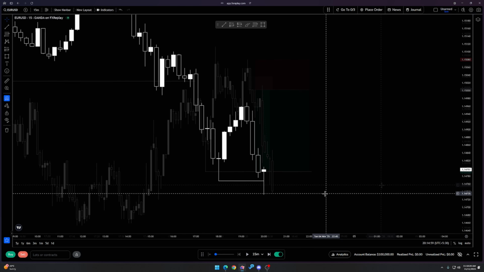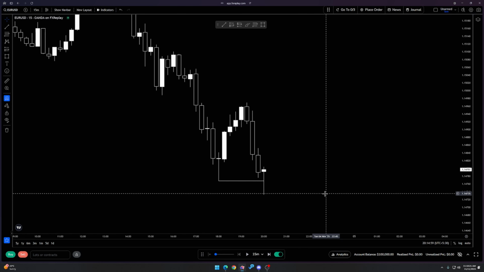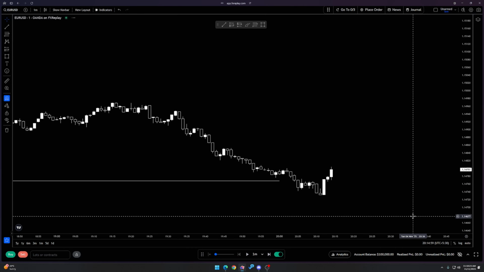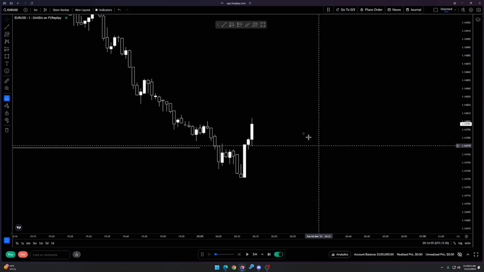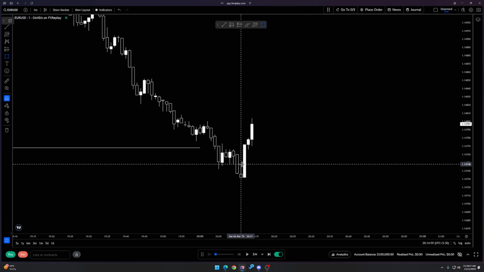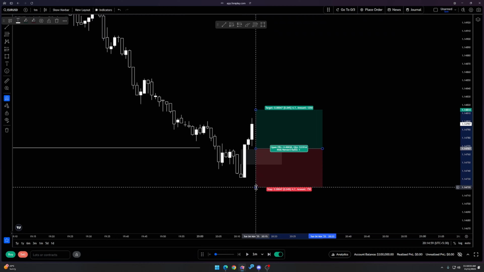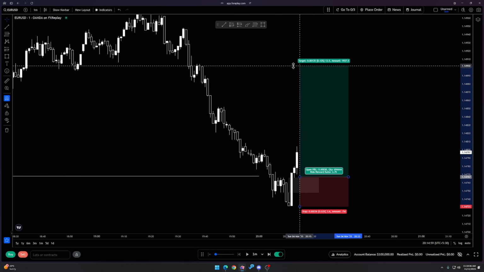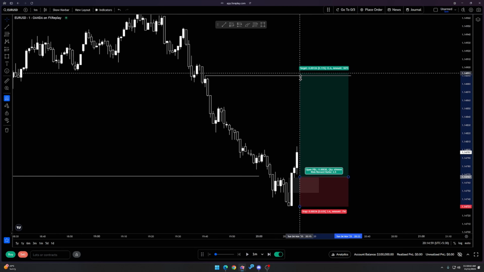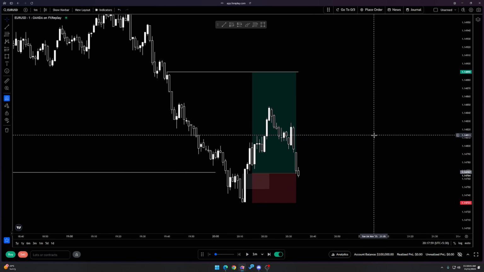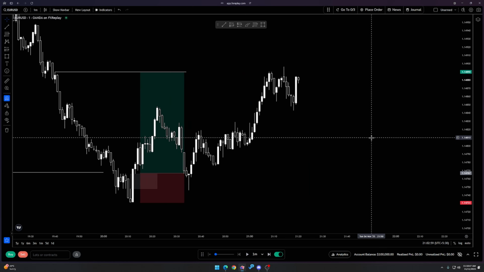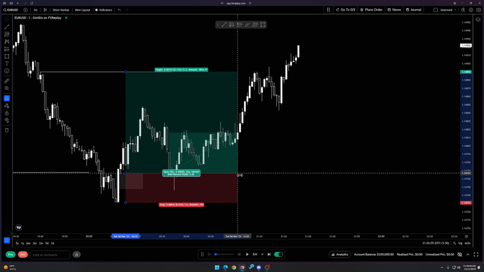In our last example, we have another sell-side liquidity sweep. We'll drop down to the 1-minute time frame, spot our fair value gap, mark it out, and take a long position from that gap. Our stop loss goes below the low, and our target is set at the recent highs. The market triggers our entry, pushes to the upside, and hits the target perfectly.